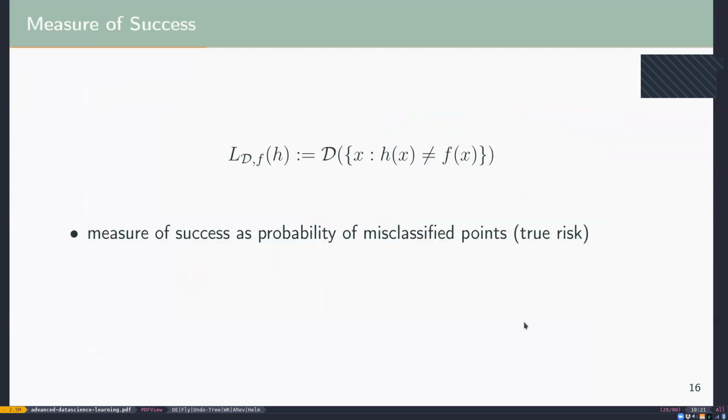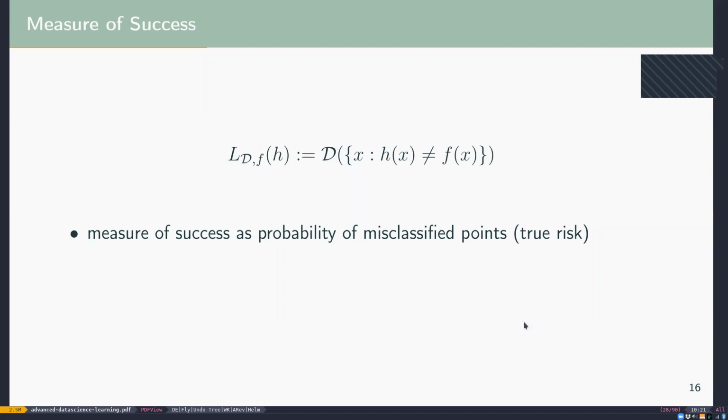So, in order to do this, I need some form of measure of success, right? I need to have a notion that says, oh, I'm doing well at the moment. I'm doing badly. What am I actually looking for? So we can think about a measure that would be interesting.